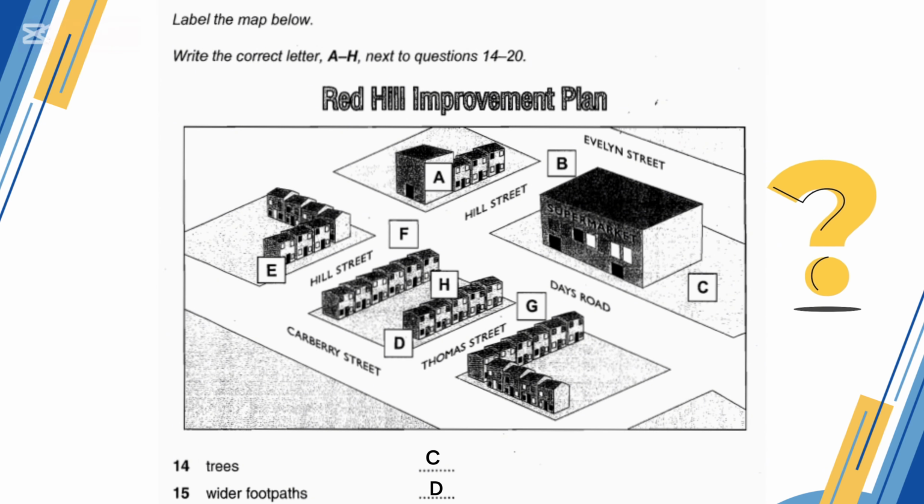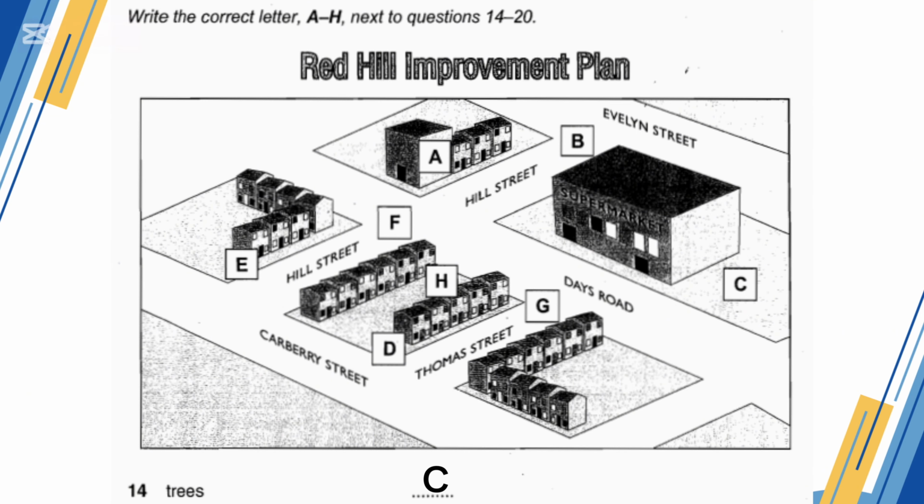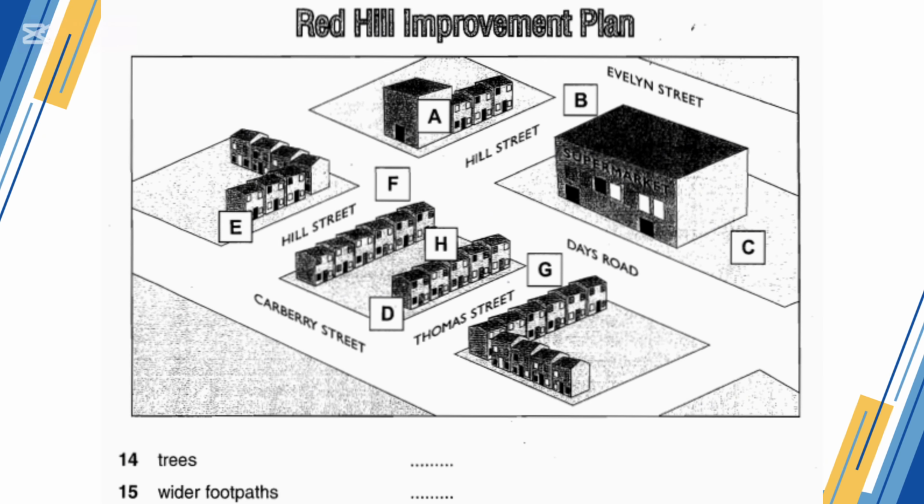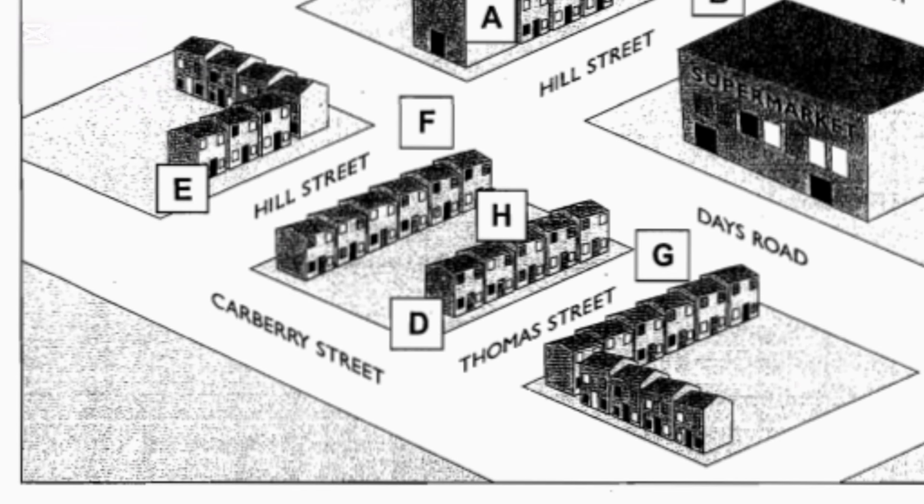Why each answer is correct? 14. C. The map says pine trees will be planted to the right of the supermarket. The supermarket is labeled B, and the area to the right is C. 15. D. The footpaths at the corner of Carberry and Thomas Street will be widened. D is at this corner, so this is the correct answer.